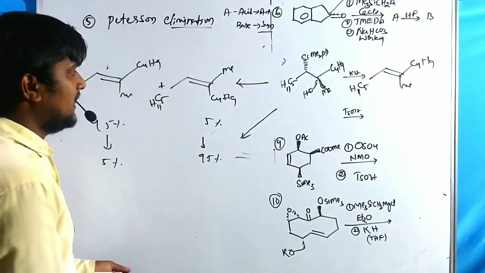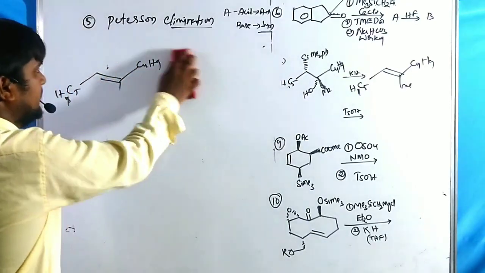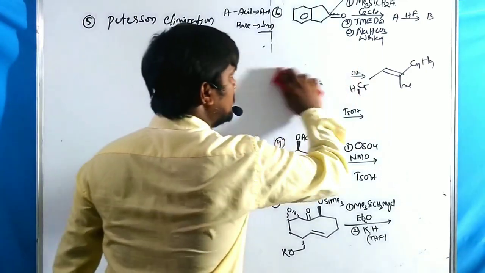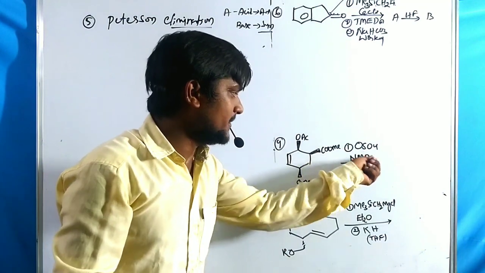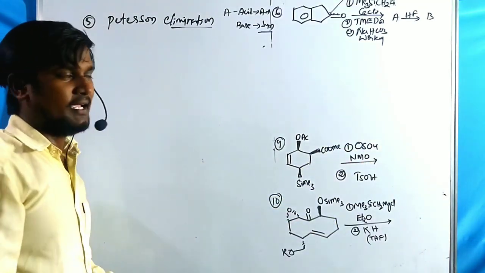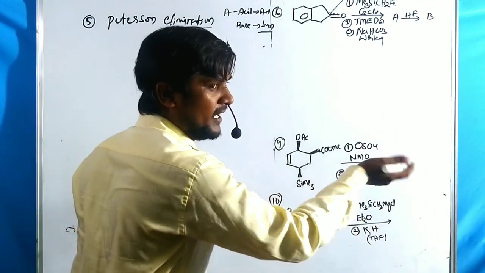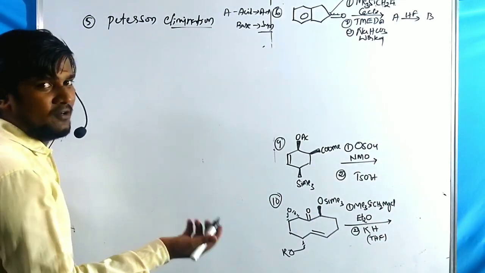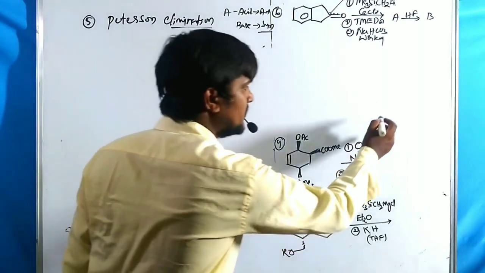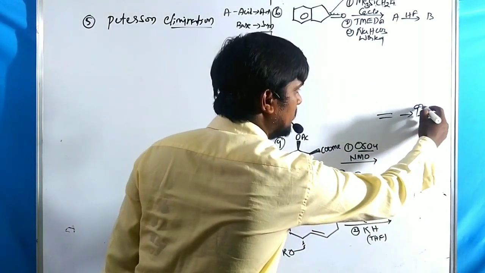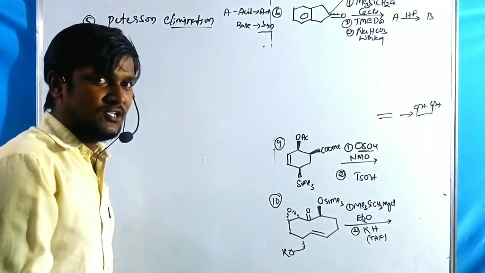They are given in a very interesting group in the molecule. Now they are given osmium tetroxide along with NMO, N-methyl morpholine N-oxide. Osmium tetroxide can convert the double bond to diols. Again, it has some stereoselectivity.